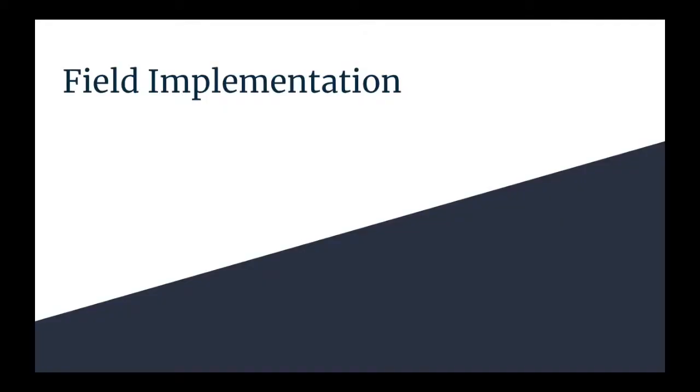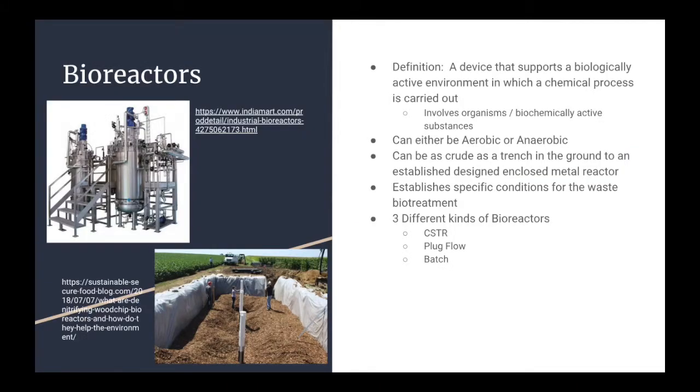For field implementation, there were 6 different methods that were discussed. The first one is bioreactors. A bioreactor is a device that supports a biologically active environment in which a chemical process is carried out. This involves organisms and biochemically active substances. These can either be aerobic, which needs oxygen to survive, or anaerobic, which needs no oxygen, or is oxygen phobic.